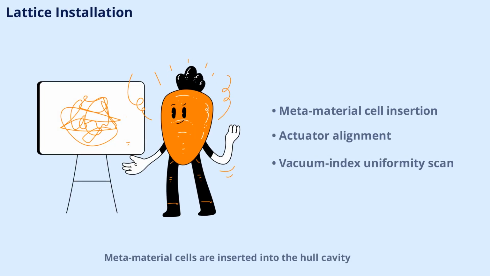Metamaterial cells are inserted into the hull cavity, with quantum permittivity actuators placed using micro-robotic arms. Control buses are connected, and vacuum index uniformity scans are performed to ensure consistent performance. The lattice is then sealed under EM neutral conditions, completing this critical subsystem.